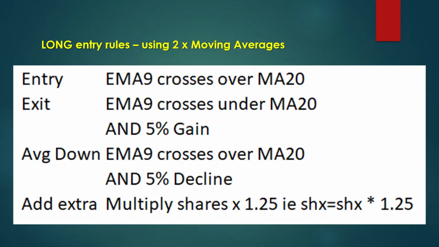Here are the trading rules for the very simple moving average strategy. We enter the trade when the exponential moving average 9 period crosses over the simple moving average 20 period. We exit the trade when the exponential moving average 9 period crosses under the simple moving average 20 period, and the share price has gained at least 5%. We average down when the exponential moving average 9 period crosses over the simple moving average 20. This is the same as the initial entry, and the share price has declined by at least 5%. Also, when we average down, we buy 1.25 times the number of previous shares bought.